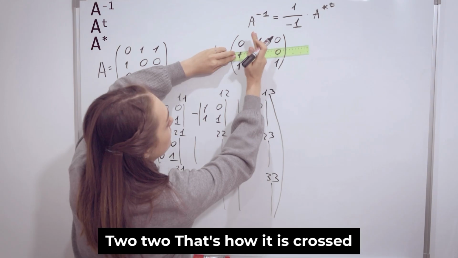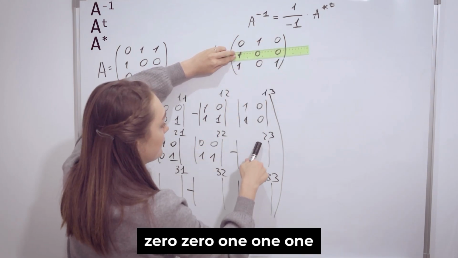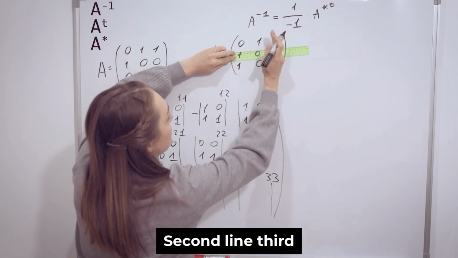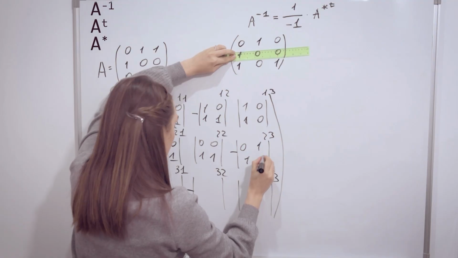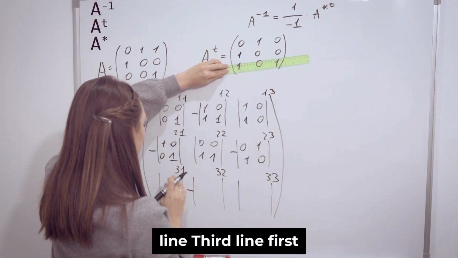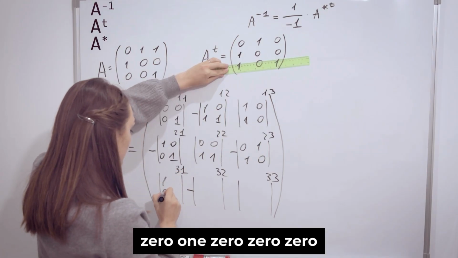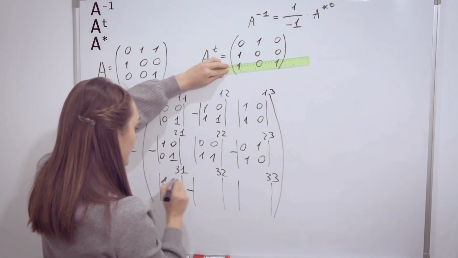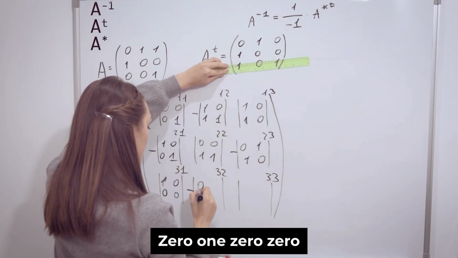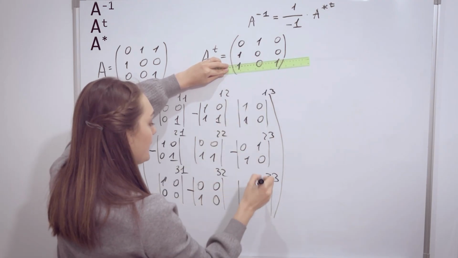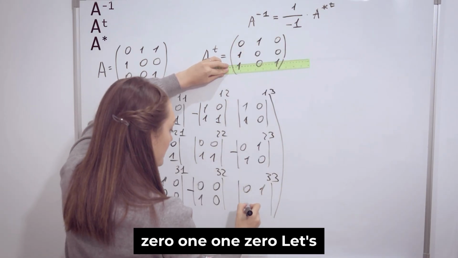2,2. That's how it is crossed: 0, 0, 1, 1. Second row, third column: 0, 1, 1, 0. Now the third row, first column: 1, 0, 0, 0. Second column: 0, 1, 0, 0. And 3,3: 0, 1, 1, 0.